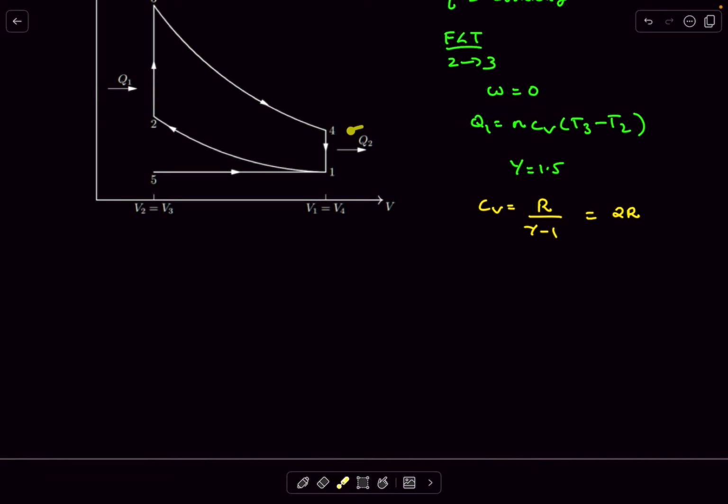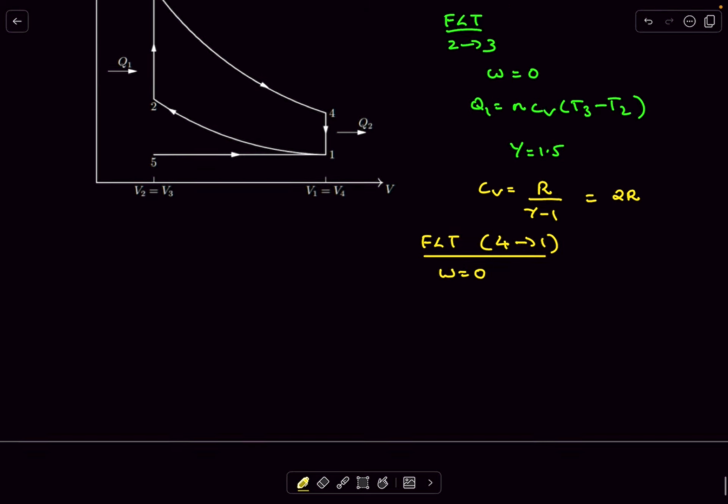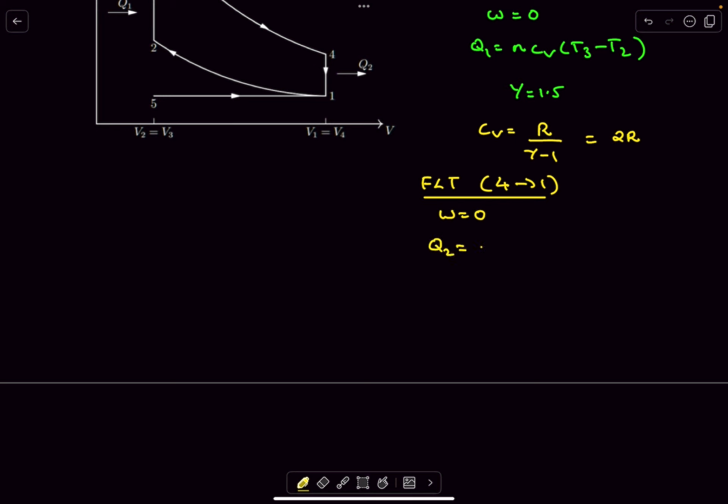Now Q2, from the diagram, is the heat rejected in the process 4 to 1. So let's write the first law of thermodynamics for the process 4 to 1. It is again an isochoric process, so the work done by the gas would be 0. So the heat rejected, Q2, would be equal to delta U, which is nCv (T1 minus T4). As you can see, it's negative. So if I take a negative sign common, this will be (T4 minus T1). Okay, so now we have figured out Q2 as well.